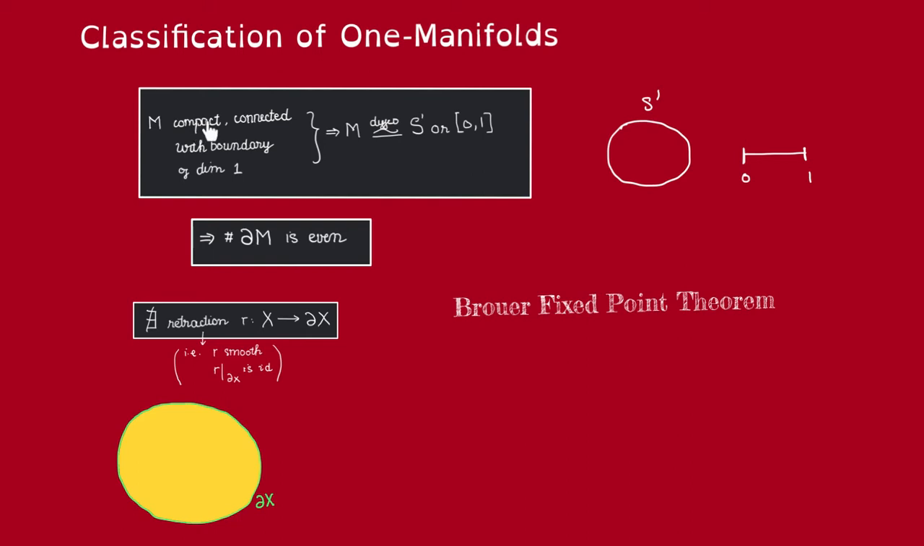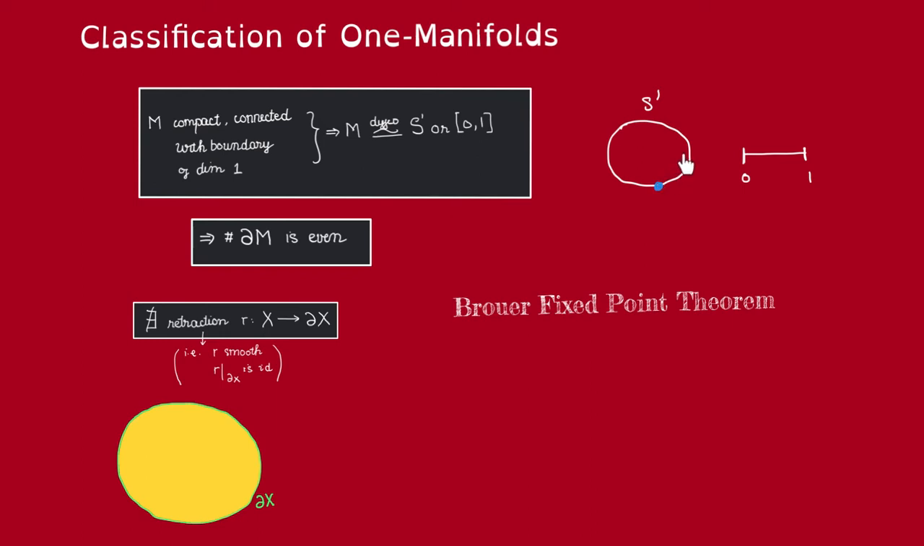If M is a compact connected manifold of dimension 1 with boundary, then there are just two possibilities for M up to diffeomorphism. M is either going to be diffeomorphic to the unit circle, or it's going to be diffeomorphic to the unit interval. We can see that intuitively as follows. If we start from some point in M, then there's just one dimension, so there are just two directions to choose from. So let's pick one direction and keep going.